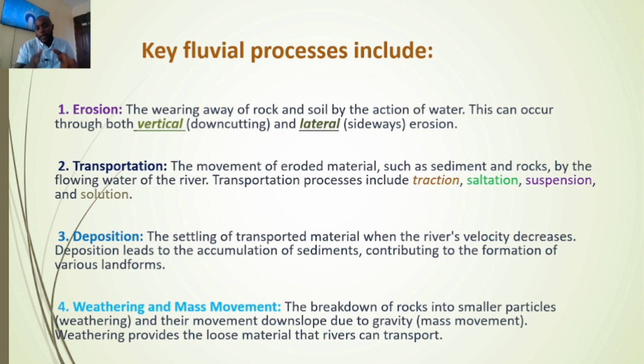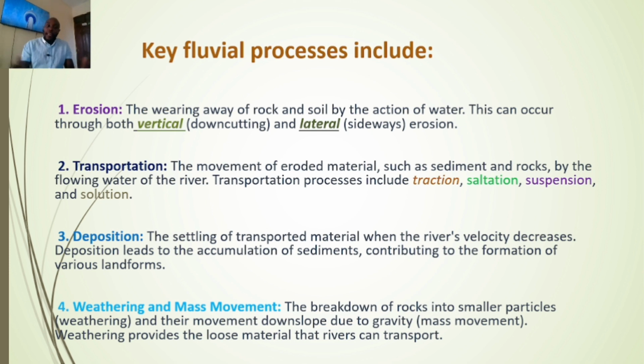That's when you talk about weathering: the breakdown of rocks into small particles, but without movement. Understand that. But when you talk about mass movement, the movement is now downslope due to gravity. Remember, movement is involved. First, weathering is the breakdown of rocks into smaller particles without movement. But the movement of materials downslope due to gravity is what we call mass movement.